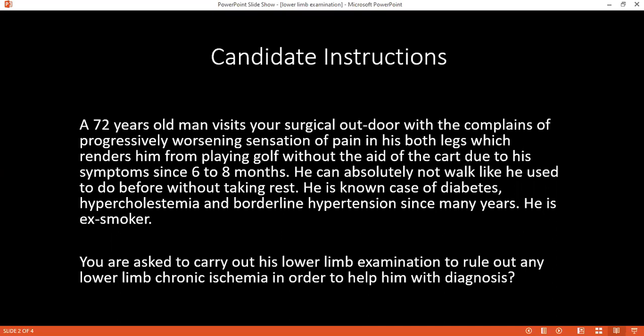Afterwards, I'll ask him to lie down again. I will check pulses from proximal to distal, from femoral, then popliteal, then dorsalis pedis, and posterior tibial. And I will also do the handheld Doppler for dorsalis pedis and popliteal.